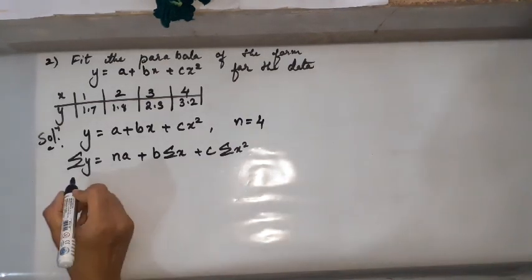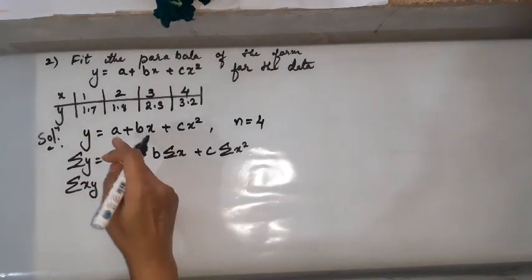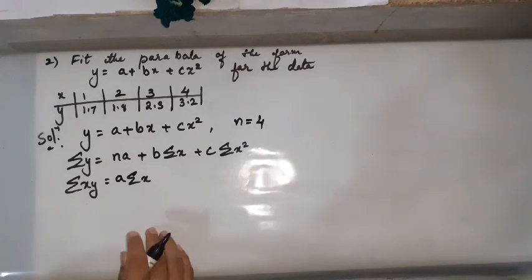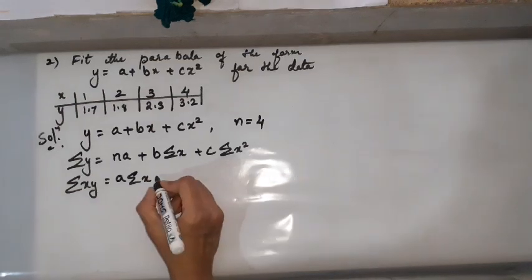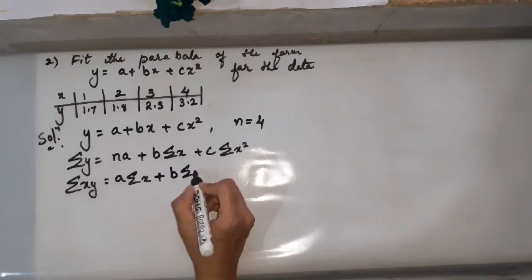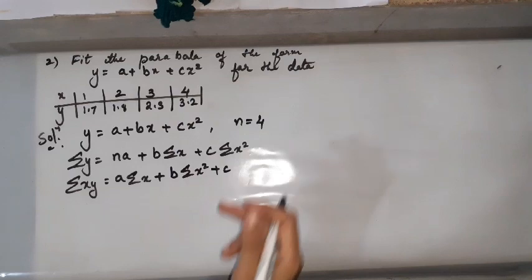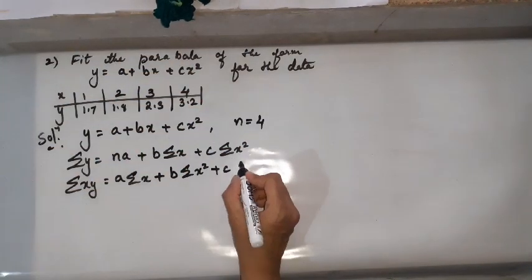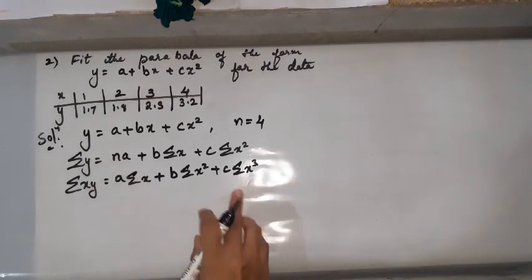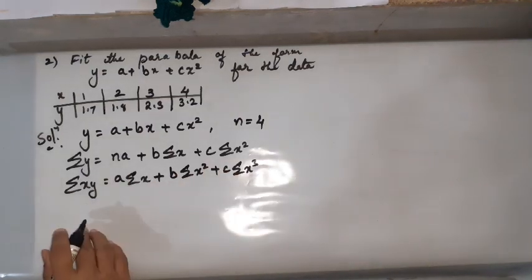Next, you multiply by x and write another normal equation. So it becomes summation xy. Earlier it was a constant; you have multiplied x to it, so it becomes a summation x. A is constant, so take it outside the summation sign. Plus, earlier it was bx; you have multiplied x to it, so it becomes bx square, so b into summation x square. Plus cx square it was earlier; now you have multiplied x to it, so it becomes c into summation x cube. So this is how you write the second normal equation.